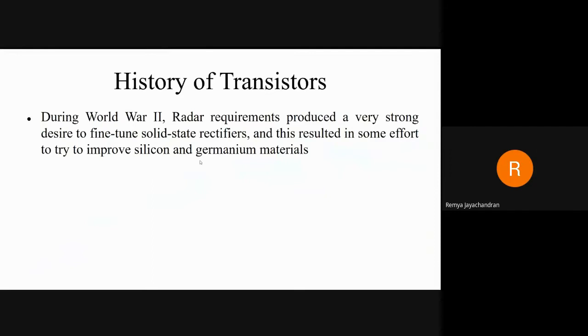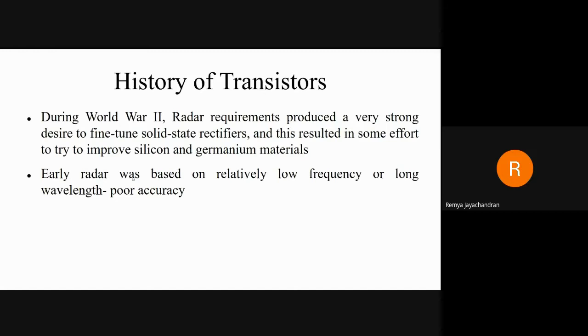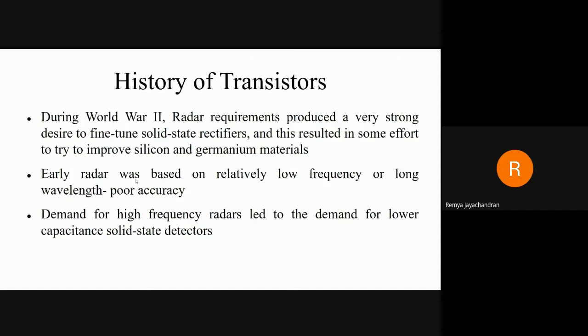So what is the driving force for this? The invention of the transistor. During the Second World War, the radar requirements produced a very strong desire to fine-tune solid-state rectifiers. And this resulted in some effort to try to improve the silicon and germanium materials. At that time, the radar was based on relatively low frequency or long wavelength, which resulted in poor accuracy. So the demand for high frequency radars led to the demand for lower capacitance solid state detectors.